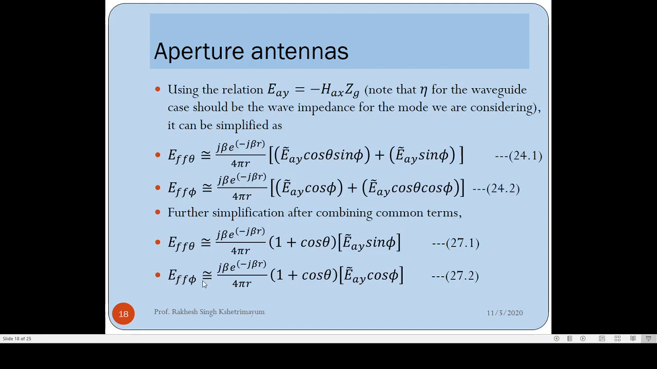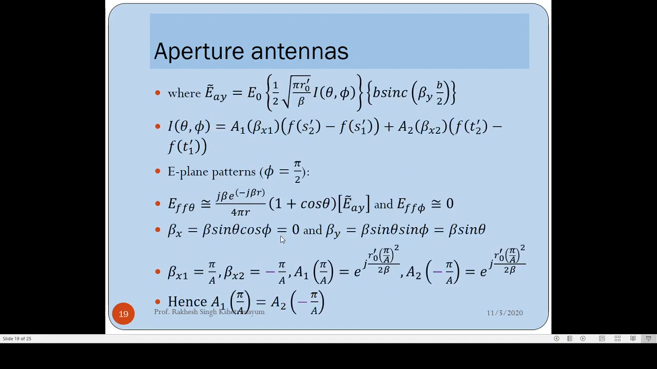EFF phi component would be exactly the same as that of EFF theta, with sine phi replaced by cosine phi. So this is a very compact expression you have for the electric field radiated from a horn antenna. So let us go back to the EAY for a transform of that.